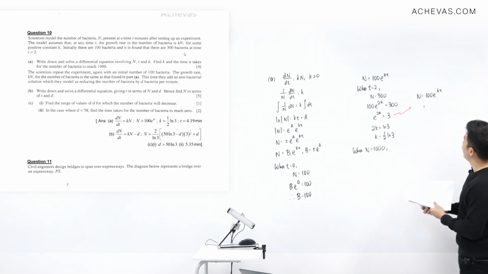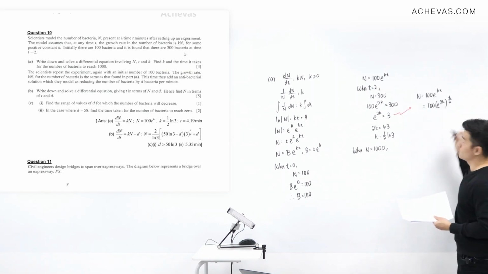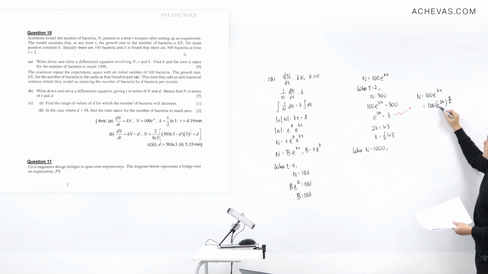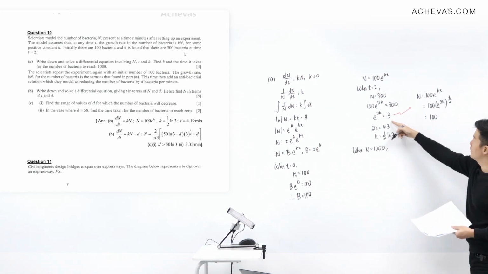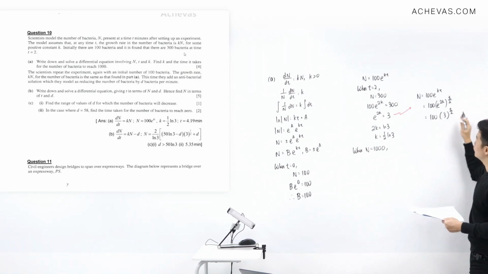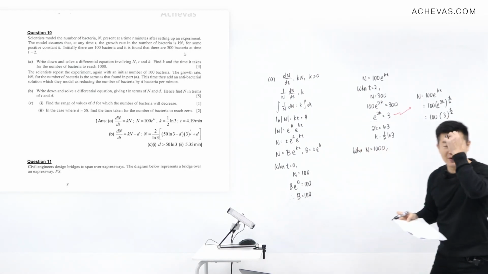So if I were to do that, this will be 100, then e to the power of 2k to the power of t over 2, right? Because this to the power of t over 2 is like 2k multiplied by t over 2, which will give me kt. And this is 3. So we have 100, 3 to the power of t over 2. Such a nice and slick and lean equation that I have in terms of n and t.